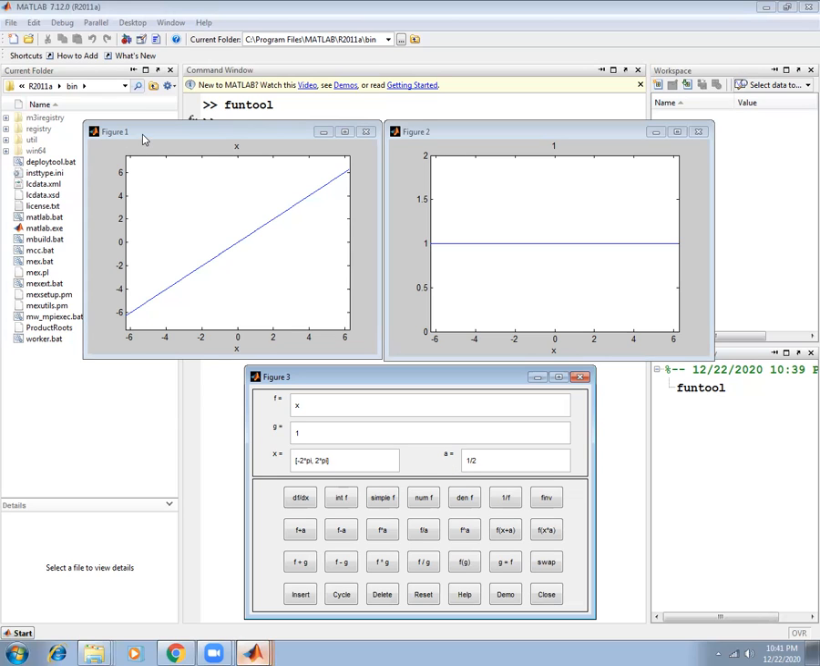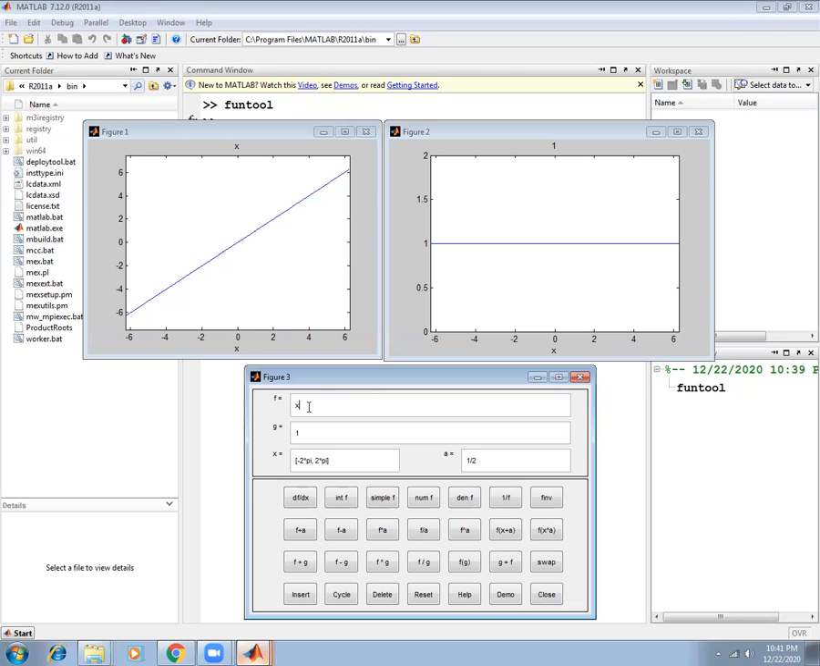Right now, figure 1 is displaying the function f equals x, figure 2 is displaying the function curve g equals 1, and x is the domain from minus 2 pi to plus 2 pi, and a is the parameter 1 by 2. At any time, two functions f of x and g of x are available and displayed.